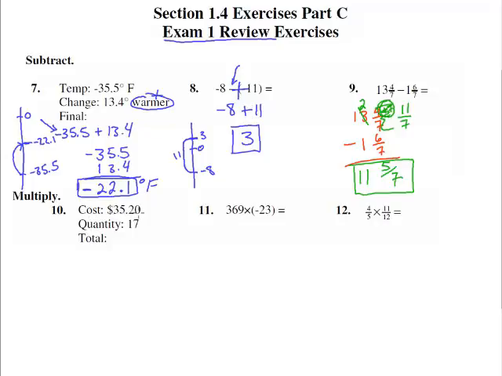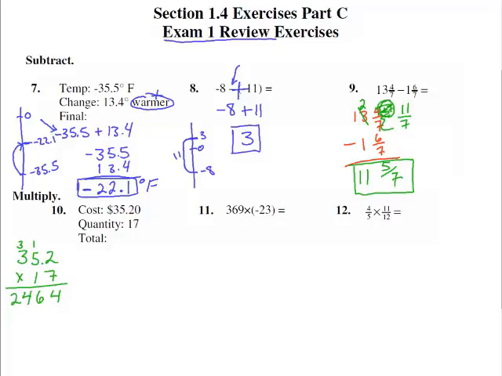Cost $35.20, quantity 17. So they bought something for $35.20 and there were 17 of them. So $35.20 times 17 to get the total cost here. 7 times 2 is 14, carry the 1. 7 times 5 is 35, plus 1 is 36, carry the 3 up there. 7 times 3 is 21, plus 3 is 24.